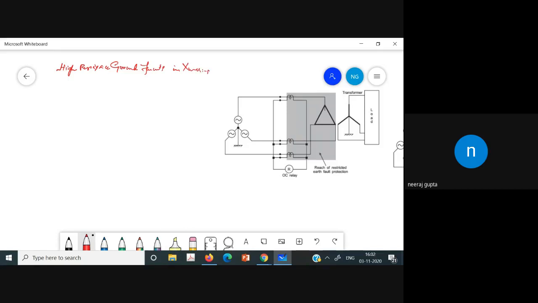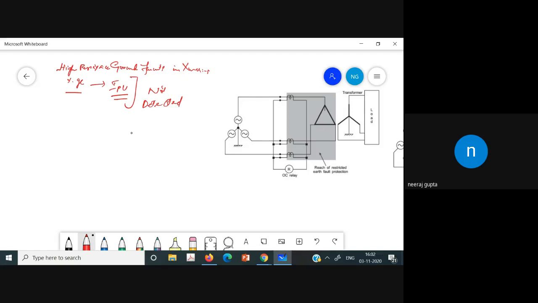Now, what are the high resistance ground faults of the transformer? If you take the case of the percentage differential relay, it has a certain minimum pickup value. Let us suppose that it is IPU. So for an internal fault, if the fault current is below this, it is not detected by the percentage differential relay. The fault current can be below it because if the resistance is high, the fault current can be less than that, so it cannot be detected by the percentage differential relay.